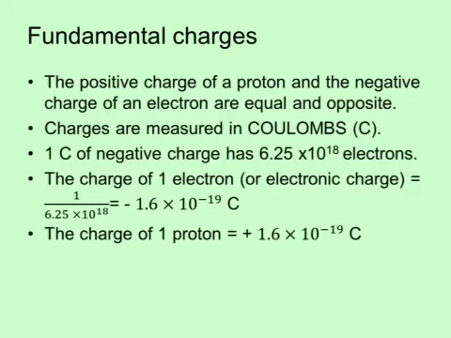Charges are measured in coulombs. 1 coulomb of negative charge has that many electrons. And so the charge of 1 electron, or sometimes called electronic charge, is equal to 1 coulomb divided by that many electrons. And that gives you that much charge, that many coulombs, with a negative sign in front, meaning this is negative charge. And the charge of 1 proton is the same size, that many coulombs, but with a positive sign in front, meaning it's a positive charge.